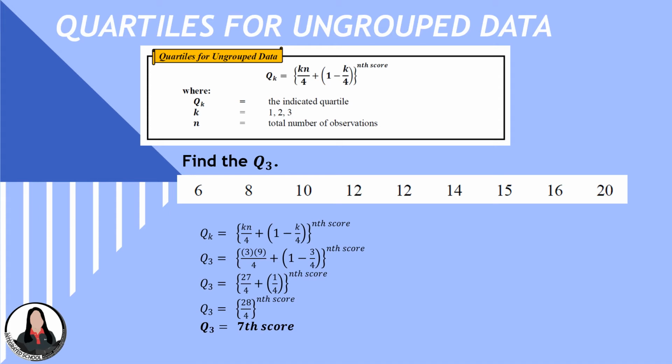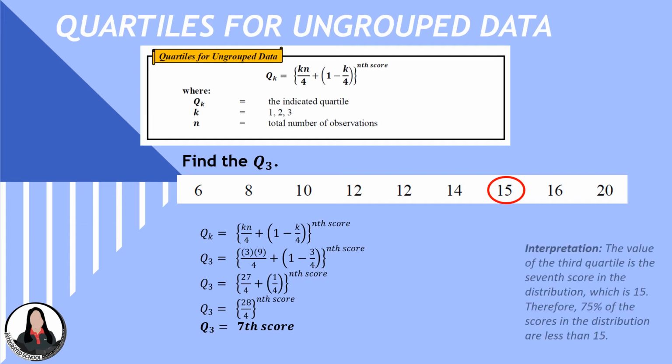So, hanapin natin yung pampitong score sa distribution. Okay? So, that is 15. Okay? So, ito yung kahalagahan na inarrange natin agad yung score sa ating distribution. Kasi kapag hindi natin siya na-arrange, hindi natin pwedeng hanapin yung 7th score kasi wala siyang specific na order. Okay? So, the value of the third quartile is the 7th score, which is 15. Therefore, 75% of the scores in the distribution are less than 15.